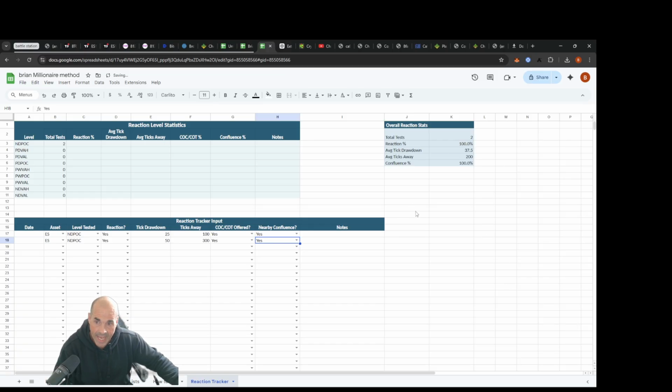Yes. Now, what I have here is my average, my overall stats on this. This is telling me that overall, right? And we want to test this for like 50, 100, 200 times, but I could get a running average, right? I can say, hey, this level has a 100% reaction. The average tick drawdown is 37, and the average ticks away is 200 if there's 100% confluence. I might have to change that.